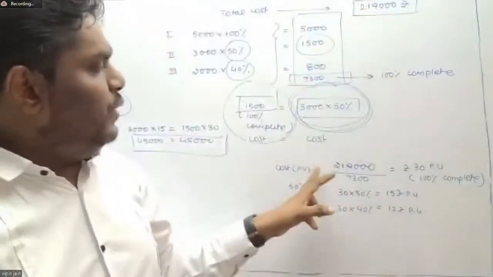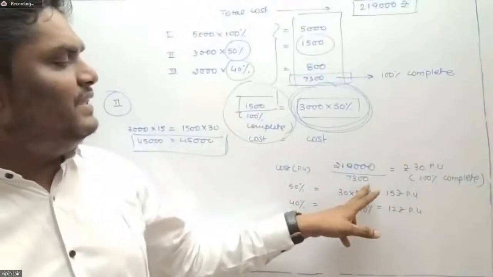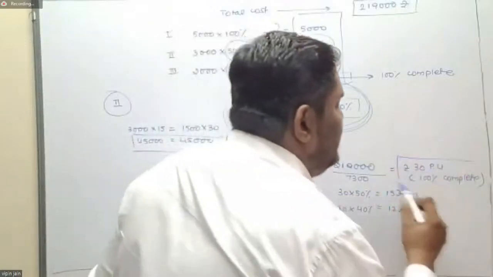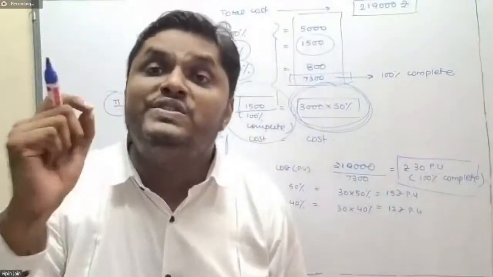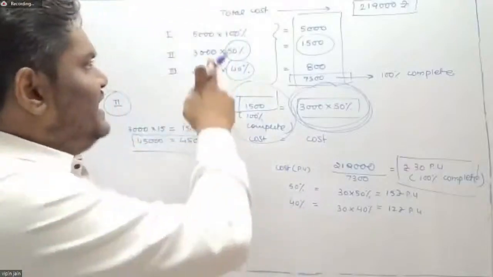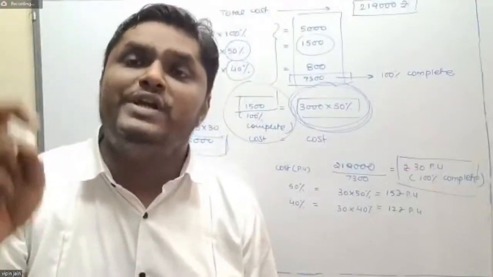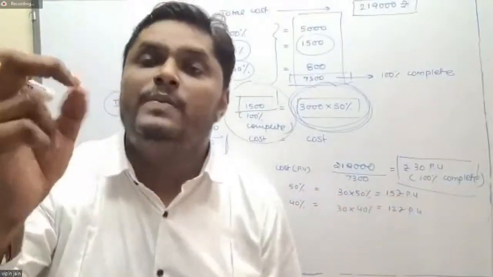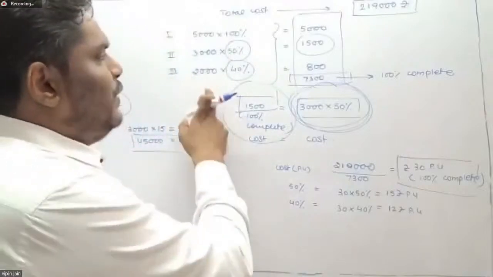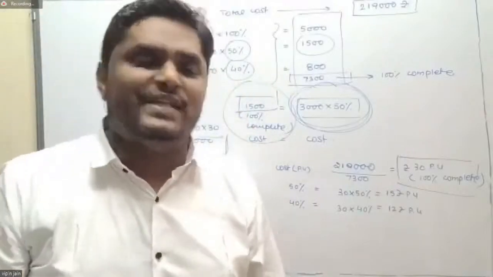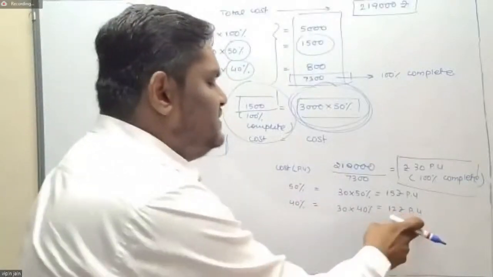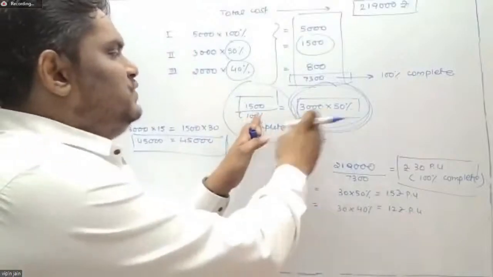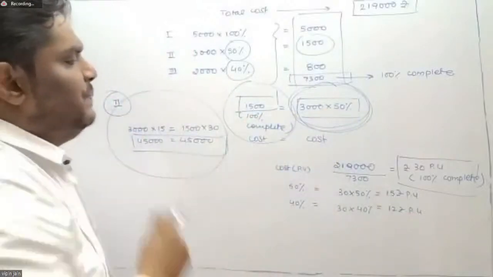So the total cost 2,19,000 divided by 7,300 units which are 100% complete. So the cost per unit will be rupees 30 per unit for the units which are 100% complete. If we have to calculate the cost of units which are 50% complete, so 30 into 50% will be rupees 15 per unit. If we have to calculate the cost of units which are 40% complete, so 30 into 40%, that is 12 rupees per unit.